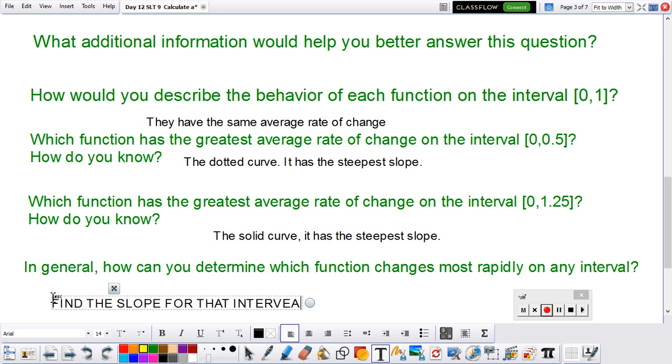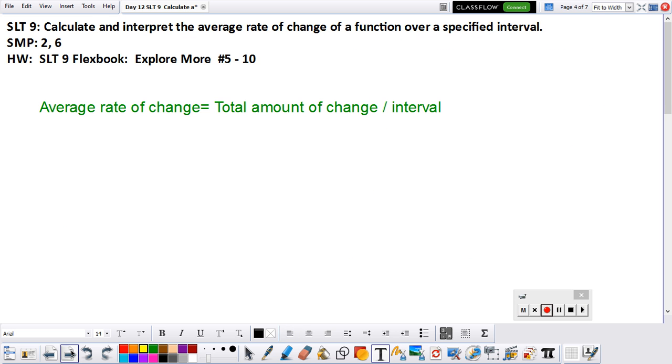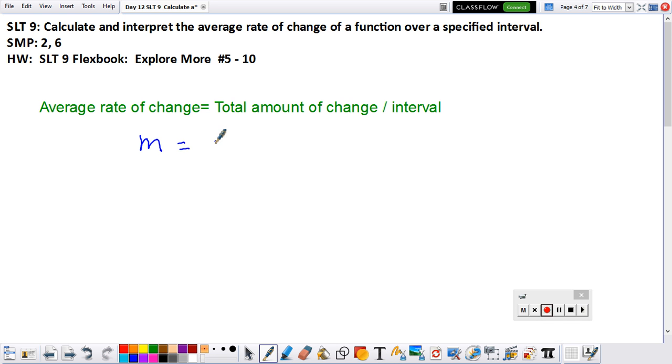Now, I'm going to start you off on SLT 9B, and then you are going to be on your own with your group for the rest of SLT 9B. So everyone go ahead and turn the page. All right. So the average rate of change is going to be the total amount of change over that interval. For those of you who feel like it's been forever since you have taken Algebra 1, it may be a good idea to remember our handy dandy formula for slope.